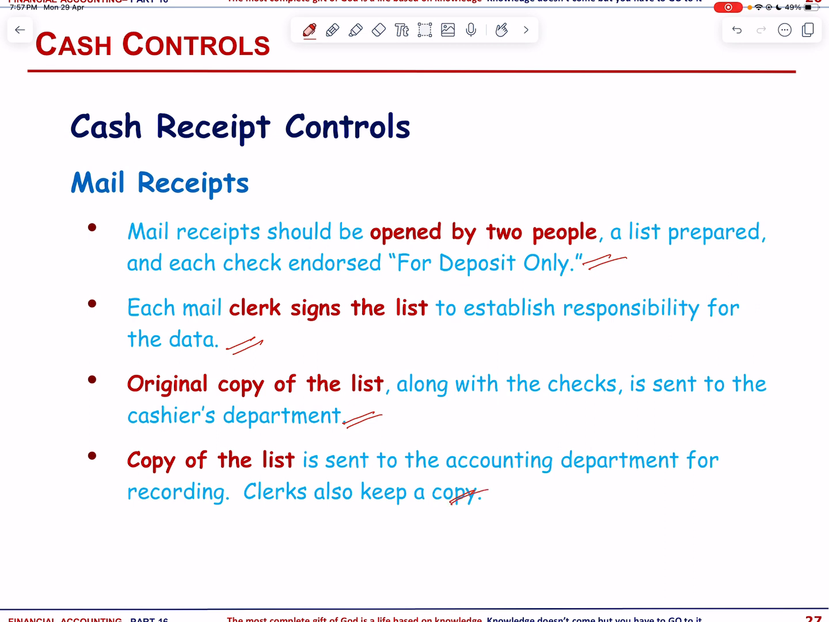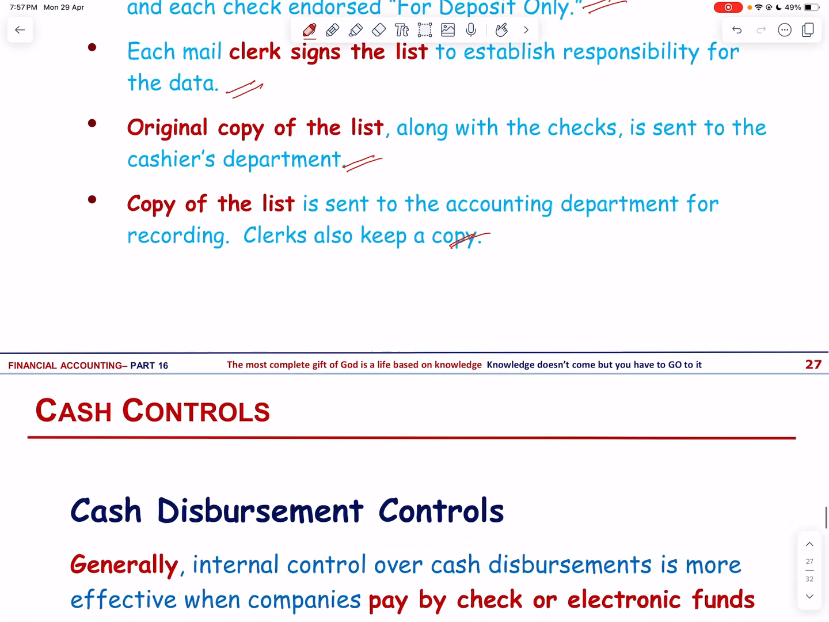Distribution, that is, the original list and checks go to the cashier for deposit with a copy sent to accounting for recording. Clerks keep a copy. So these controls ensure security and accuracy, preventing fraud and ensuring correct recording of transactions.